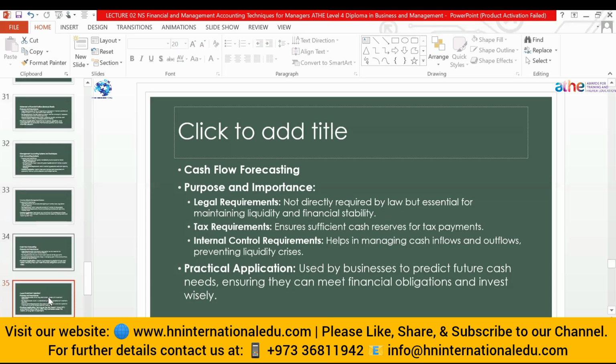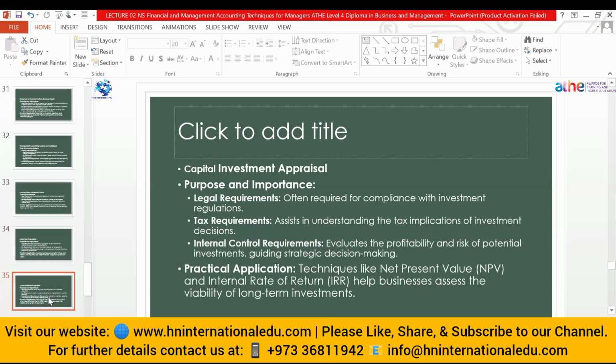invest wisely. Capital investment appraisal is often required for compliance with investment regulation. Why? Because we have to keep in mind the orders as well, the law orders. It assists in understanding the tax implication of the investment decision. It is not like a piece of cake. It is very difficult to manage each and everything when we are directly related to the tax authorities and we want to invest in a good project as well. It evaluates the profitability and risk of potential investments, guiding strategic decision making, because we want to invest in good projects. So we will be taking the risk too.